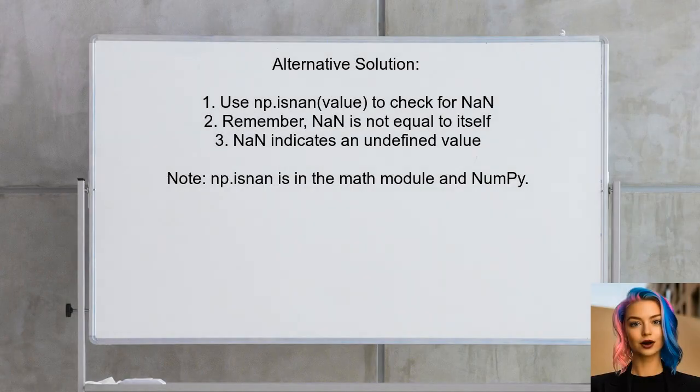This user suggests using the function np.isnan to check for NaN values. They explain that NaN does not equal itself because it represents an undefined or unrepresentable value, which can arise from various operations. Although np.isnan is not mentioned in the CPython documentation, it is available in the math module and as a universal function in numpy.